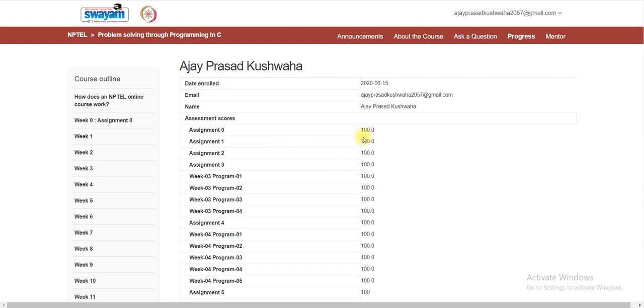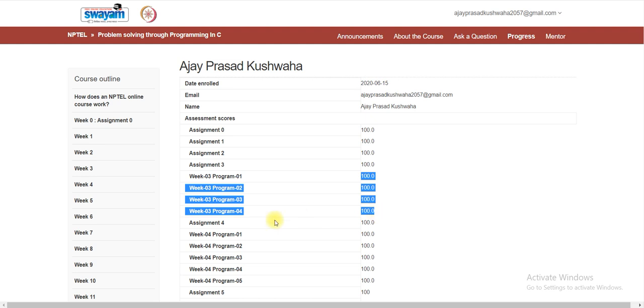Okay, so in week 1 our score is 100, week 2 our score will be 100, and week 3 our score will be 100. There is no difference whether you solve this week 3 programming assignment or not, because this is not going to be calculated towards the final score. Only the programming assignment of week 3.